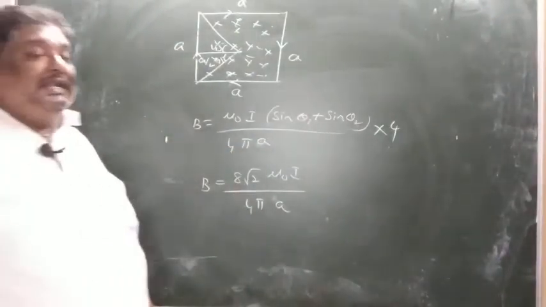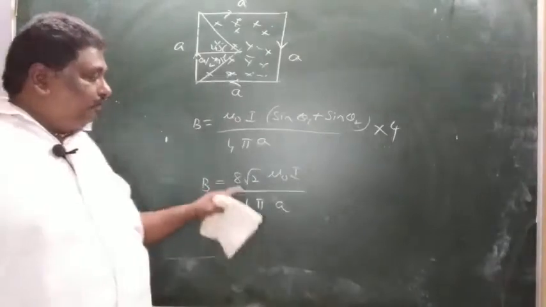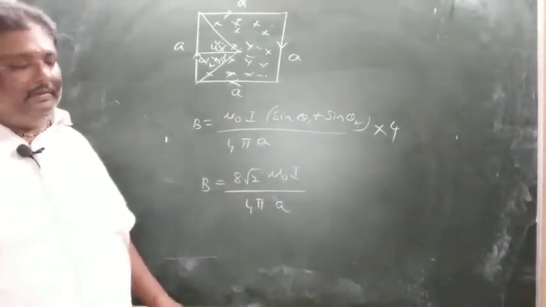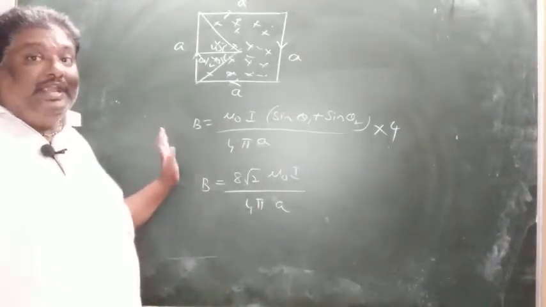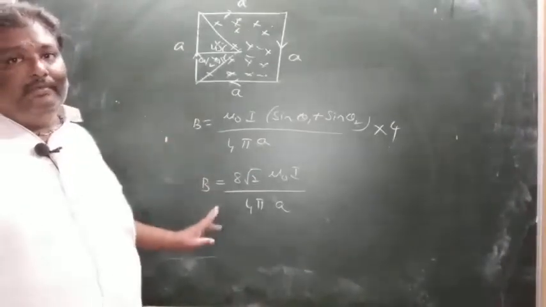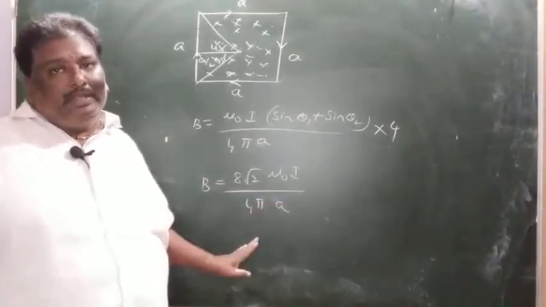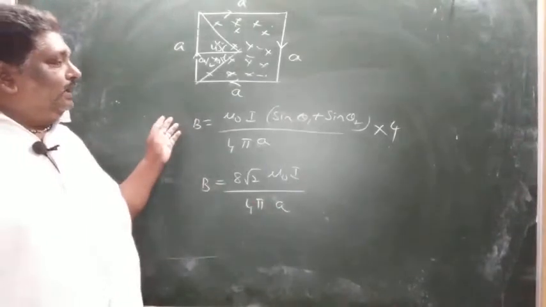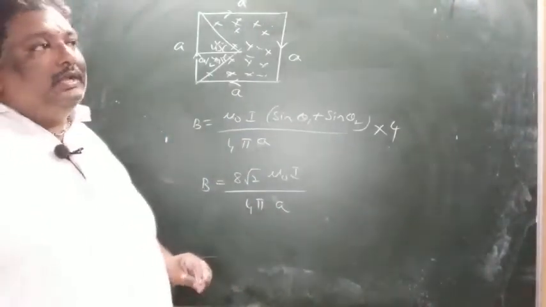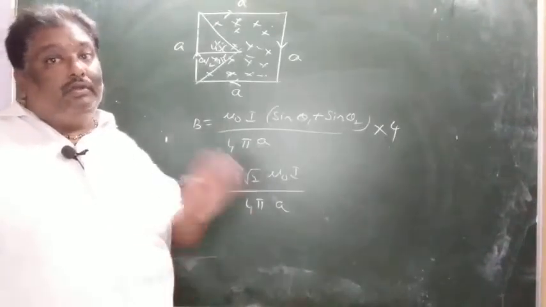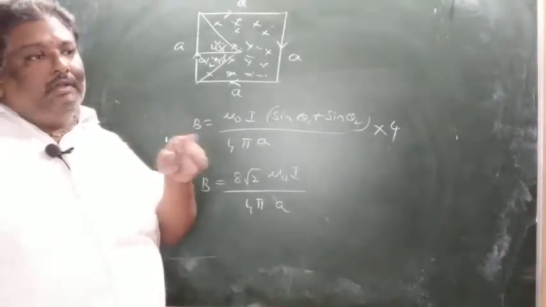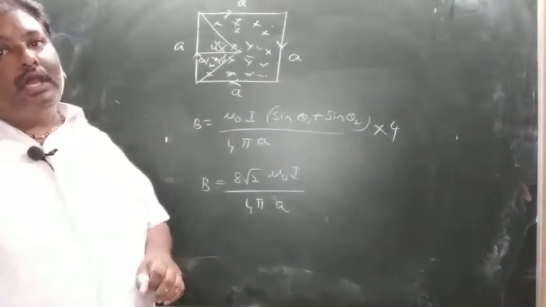Like that, for the triangle it is 18 times mu naught I by 4 pi a, where a is the side of the equilateral triangle. Whereas for the square shape it is 8 root 2 times mu naught I by 4 pi a. And due to the circular coil at the center, mu naught I by 2r. No pi does not come, mu naught I by 2r for a circle. For a half circle, mu naught I by 4r.